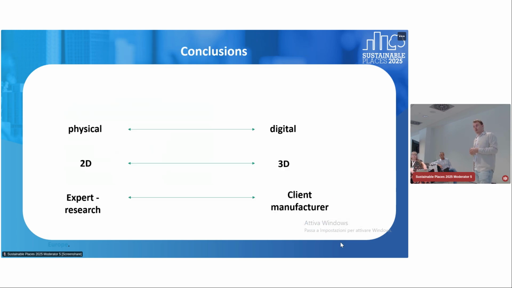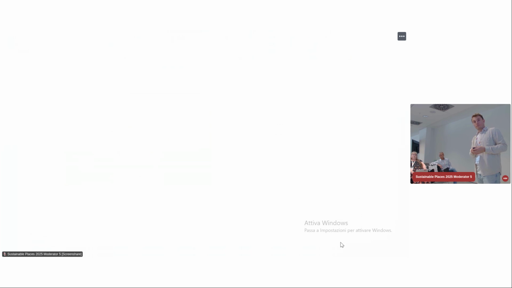So then I'm reaching conclusions now. In Meta Building Labs, we try to see how we can represent our physical components digitally: sensor data with energy modeling, for example, a translation from 2D to 3D. We try to understand the context of the building, and go from expert models and expert research towards more streamlined client manufacturing. And that's it, I think.